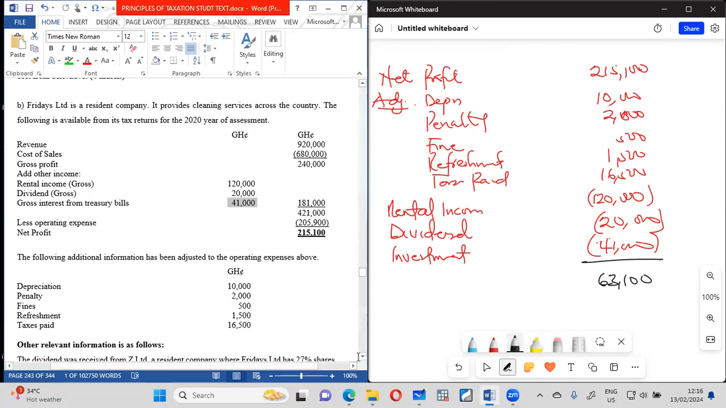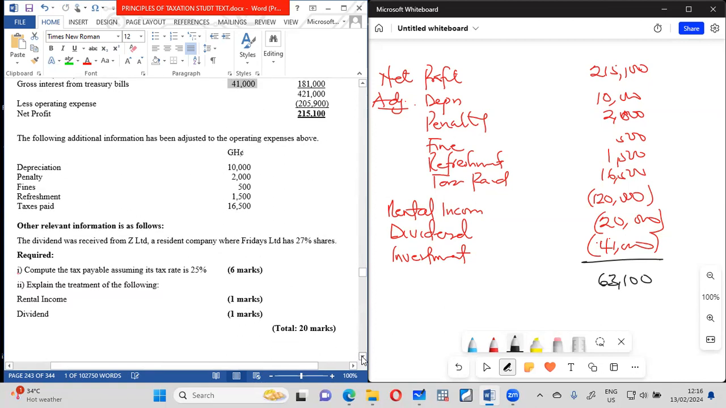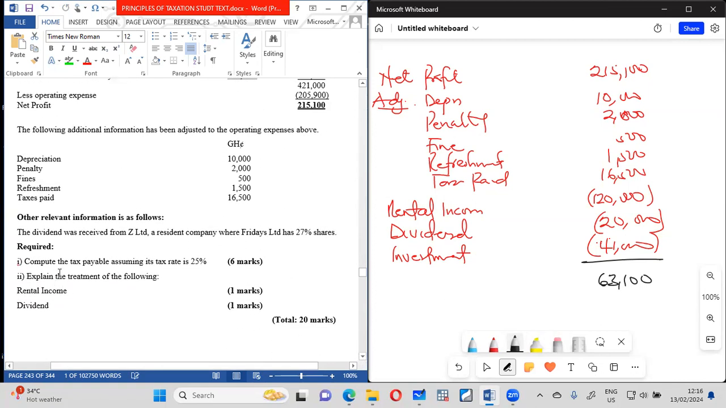What did the question ask us to find in general? Okay, so this one we have to tax. This is the chargeable income. We have to tax the chargeable income at 25%. So rent income and dividend interest is final. This is a treasury bill.